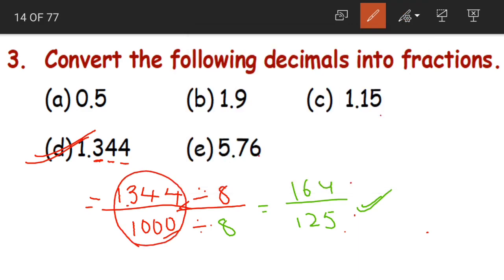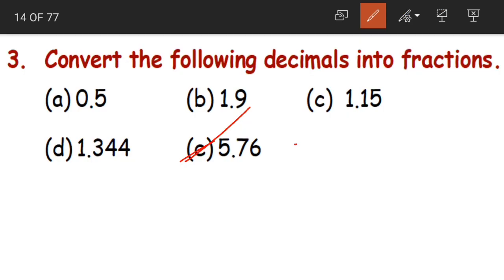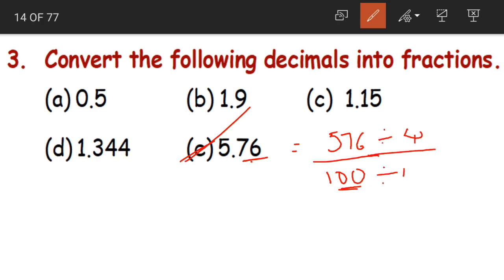This is the fraction, yes, 1344 divided by 1000. But reduced to the simplest form it is 168 divided by 125. Now coming to the next question, 5.76, it will be 576 divided by 100. Yes, we are having two decimal places, so two zeros. Again, both of these numbers are divisible by the number 4 here.